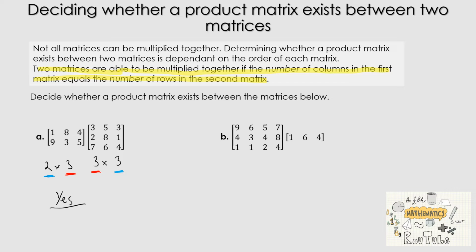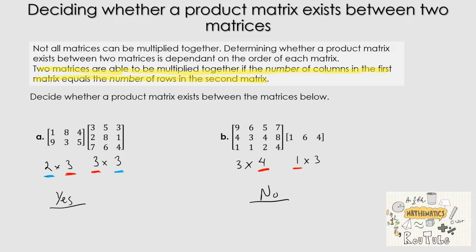Now moving along to question B, the next one we have here, hopefully you can identify, is a 3 by 4, so 3 rows by 4 columns. And then the next matrix to the right is a 1 by 3. Once again, the number of columns in the first matrix, which is now 4, must match the number of rows in the second matrix. And we can clearly see 4 and 1 are very different numbers, so therefore we cannot multiply those two matrices.